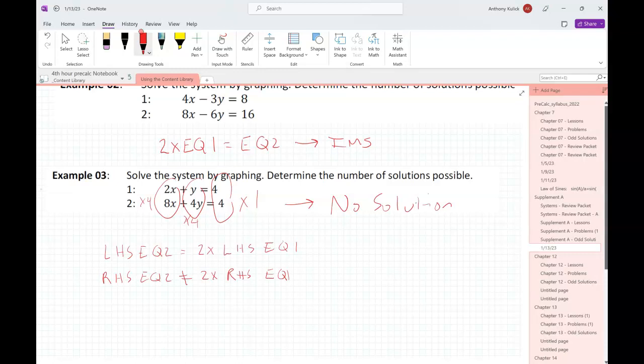If I wanted to, I could rewrite these in slope-intercept form, and you'd notice that they had the same slopes but different y-intercepts, that they're parallel lines. Does everybody feel okay with this little simple check we can do at the beginning for no solution or infinitely many solutions? Save us a little bit of time on graphing if you make that observation.